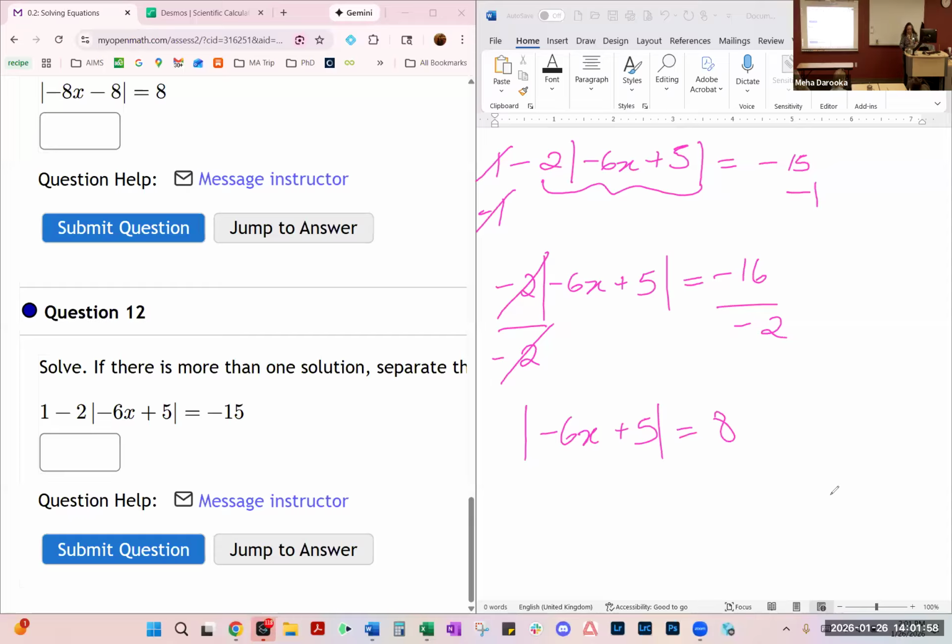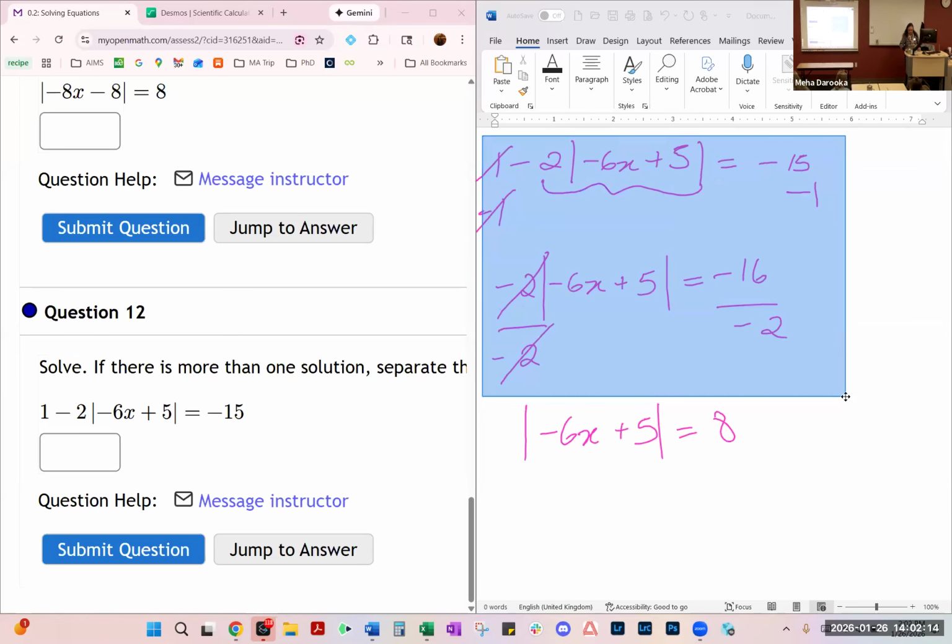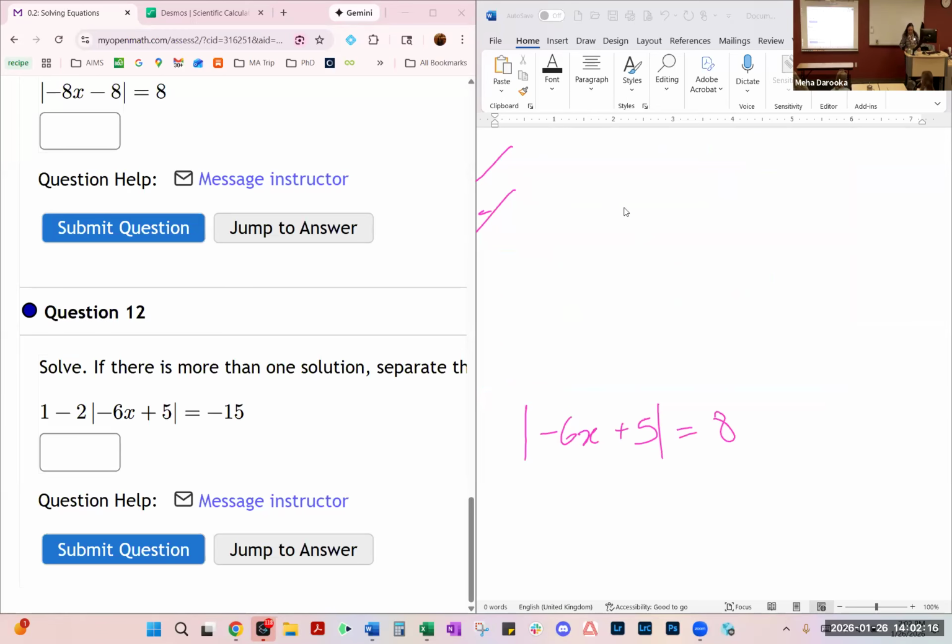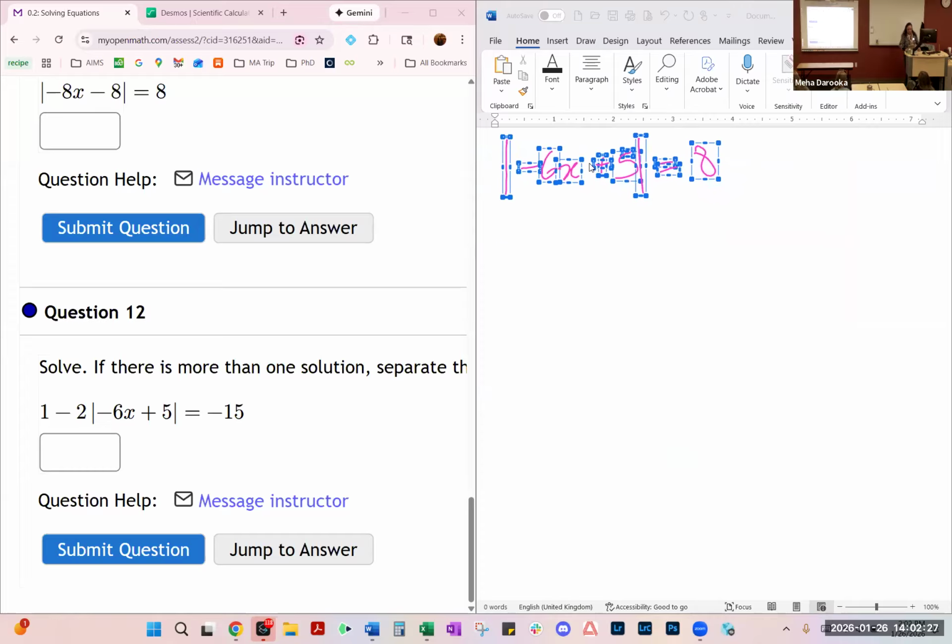So now let's solve negative 6x plus 5 in the absolute value symbol equal to 8. So when we set this up, sorry, I need to either write small or use a bigger space, but I will delete that and move it on, so I can get more space here.